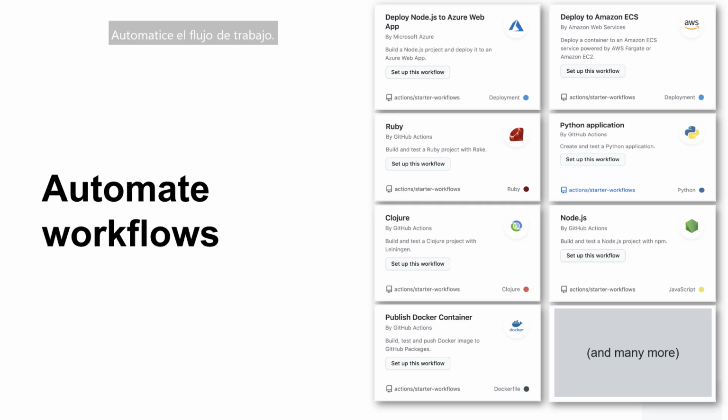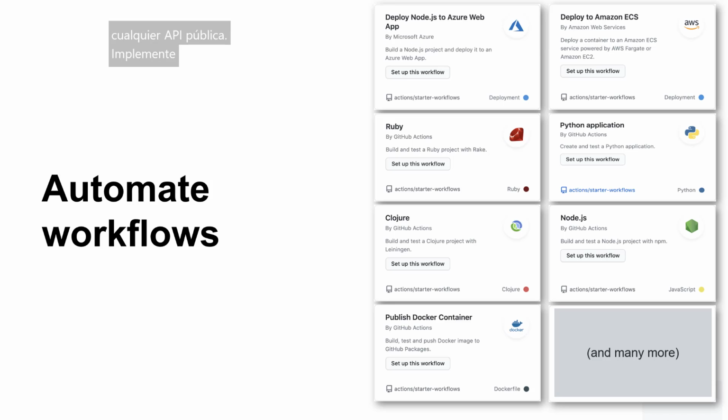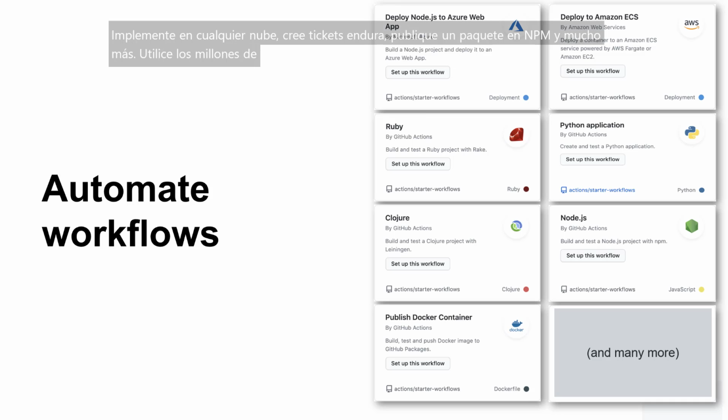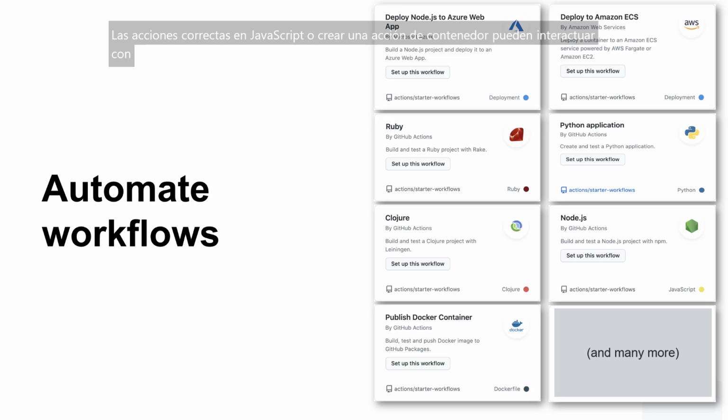Automate workflows. Deploy to any cloud. Millions of open source libraries. Interact with any public APIs. Deploy to any cloud, create tickets in Jira, publish a package to NPM, and more. Use the millions of open source libraries available on GitHub to create your own actions. Write actions in JavaScript or create a container action. Both can interact with the full GitHub API and any other public API.